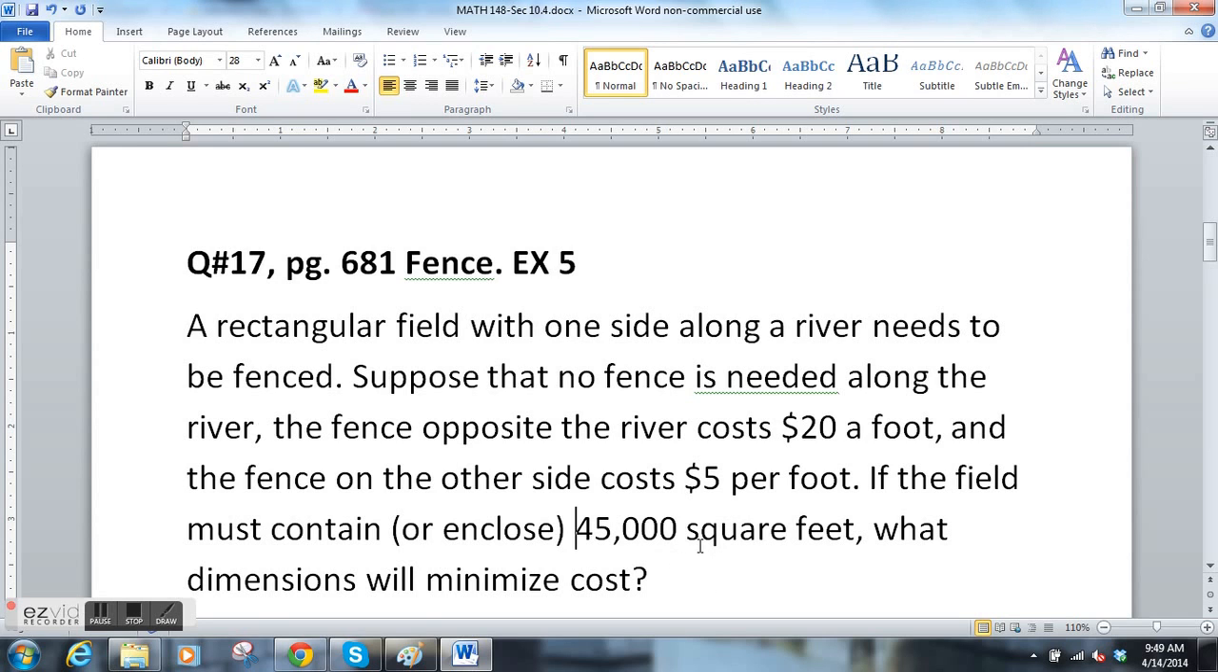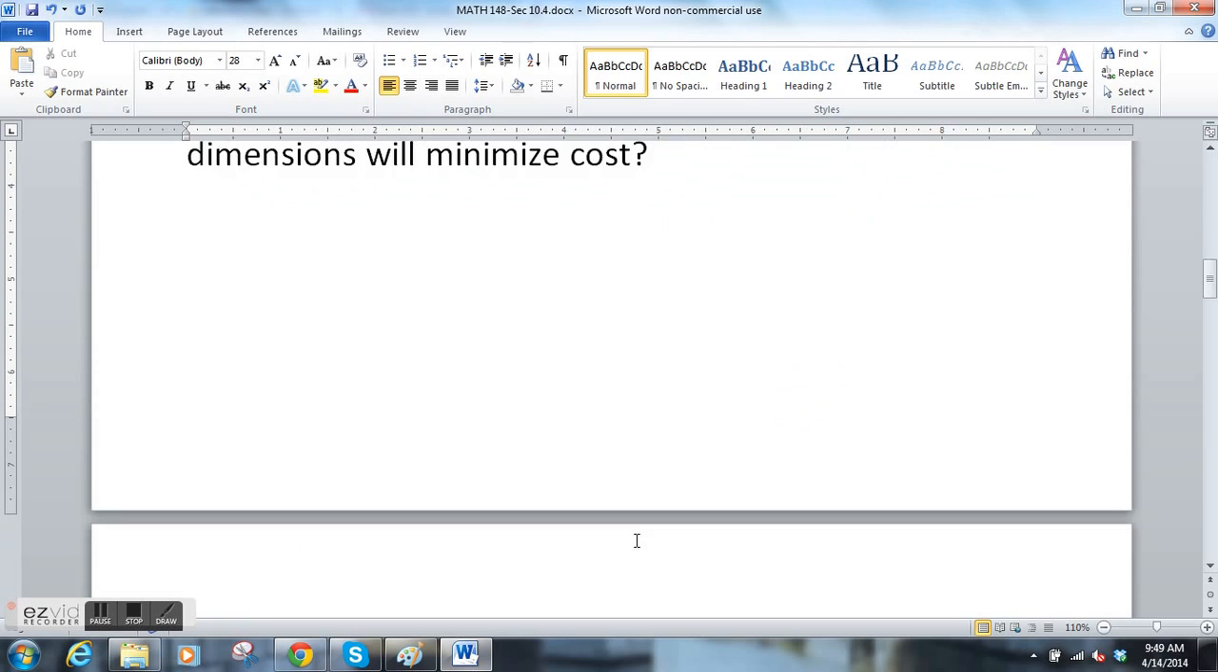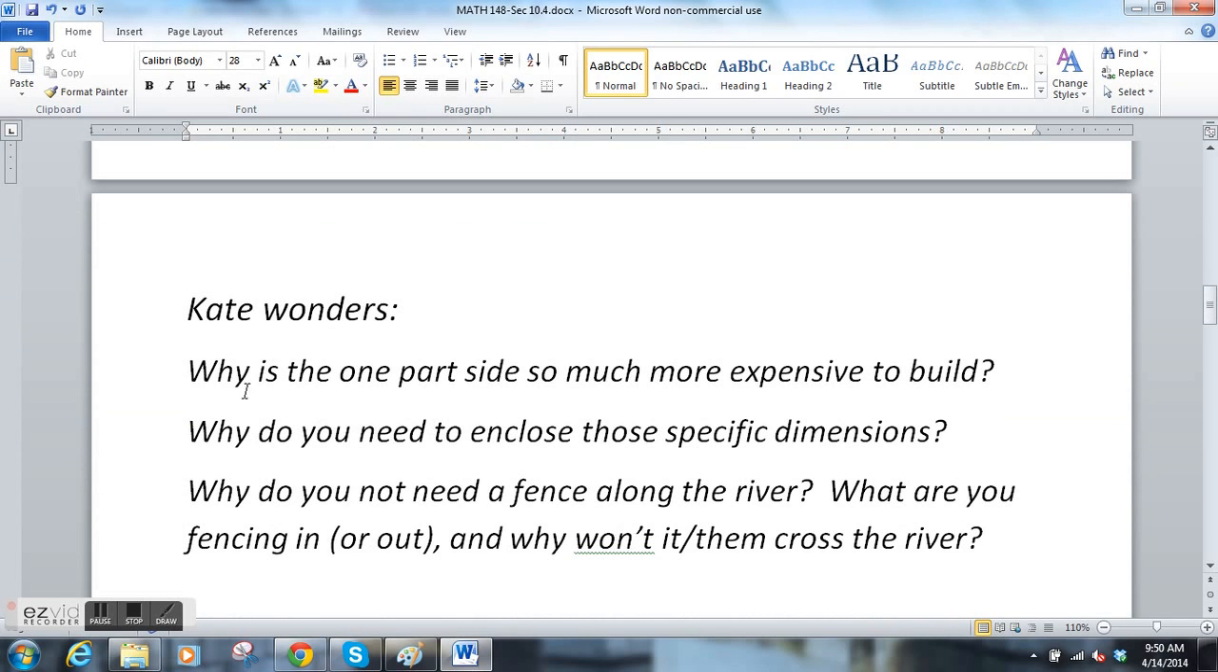So when I read this question, I have a lot of things that come to mind. I wonder, why is the one side of the fence so much more expensive to build? What are you doing on that one side? Are you building piers and columns? Is it a cement wall? What's going on that one side? And why do you need to enclose those specific dimensions? I'm kind of curious about that. I can't picture this scenario very well, you guys.